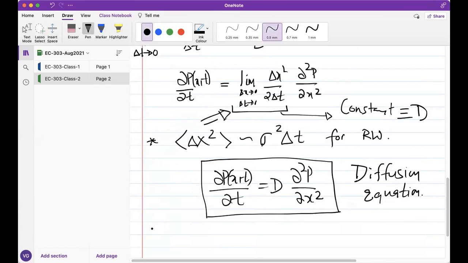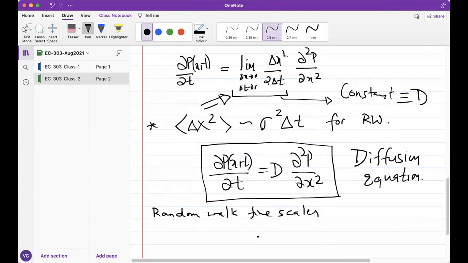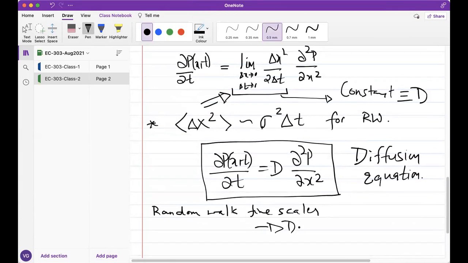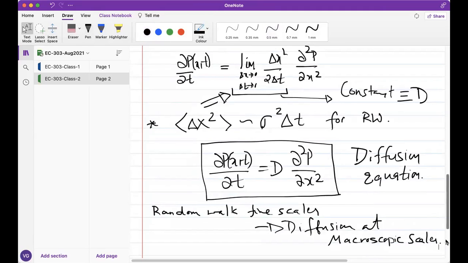So what this means is that the random walk at fine scales leads to diffusion at what we call macroscopic scales. And this is really beautiful in many, many ways.